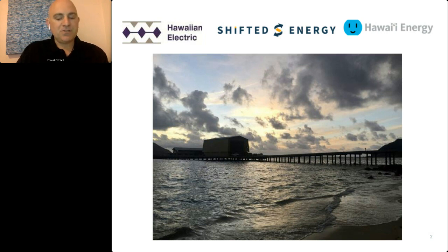So Shifted Energy, the utility Hawaiian Electric, and the third-party administrator Hawaii Energy have partnered over the years to provide DER program implementation with grid interactive water heaters and energy efficiency services. And so we've progressed those partnerships to combine both offerings in a delivery model meant to maximize participant energy savings and drive down acquisition costs of recruiting and deployment.